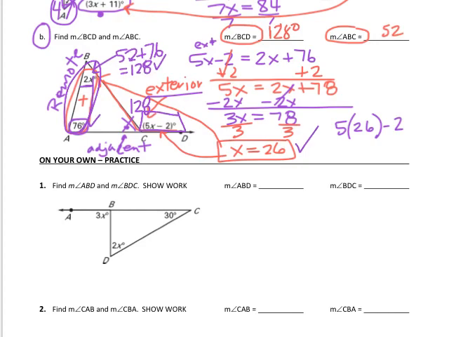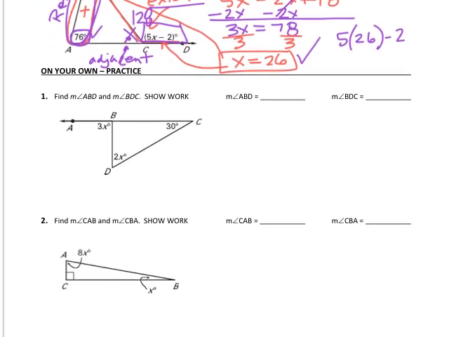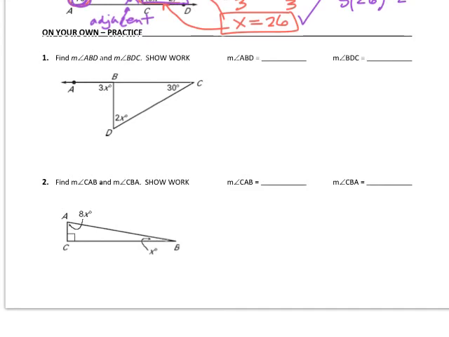Alright, so you're going to finish up the backside of your note sheet by finishing these two problems. So once again, think about those theorems that we were looking at in the practice problems that we just did. Remember, you need to solve for x, and then you also need to plug the value of x in to find the measure of each of these two angles. And that's going to be true for both problems 1 and 2, right?